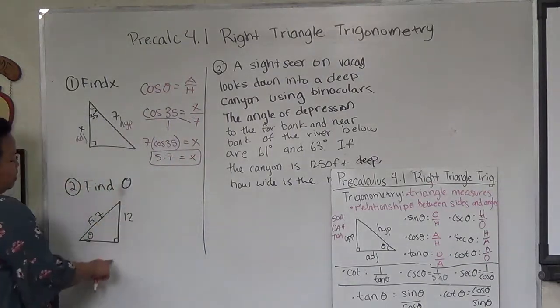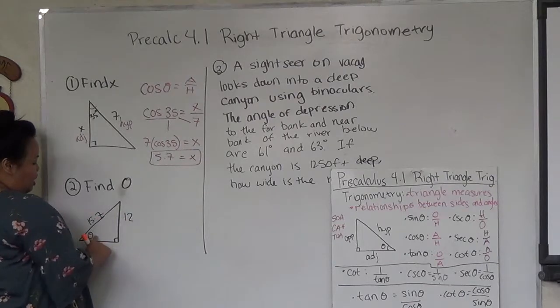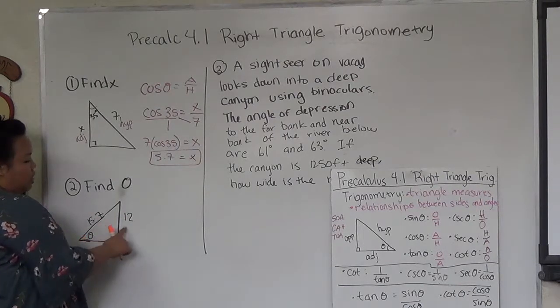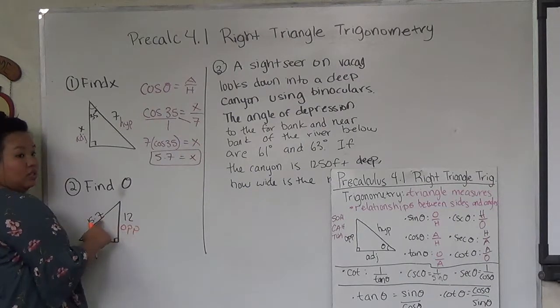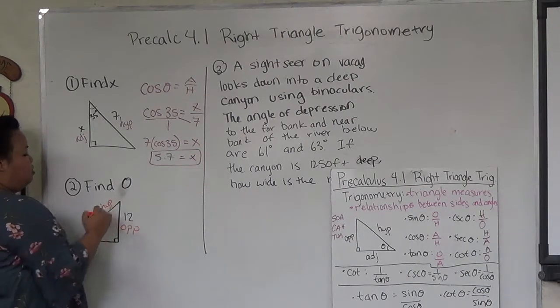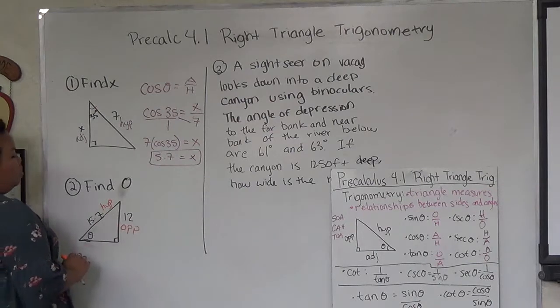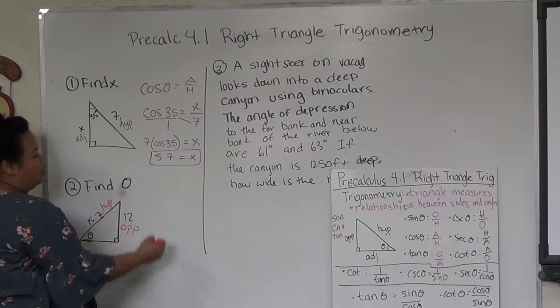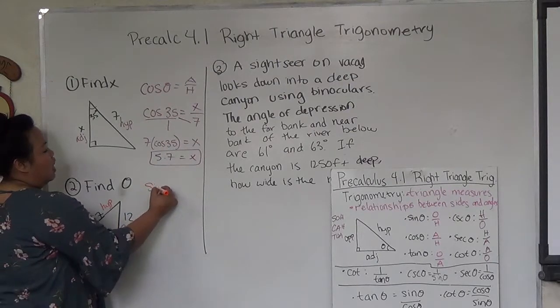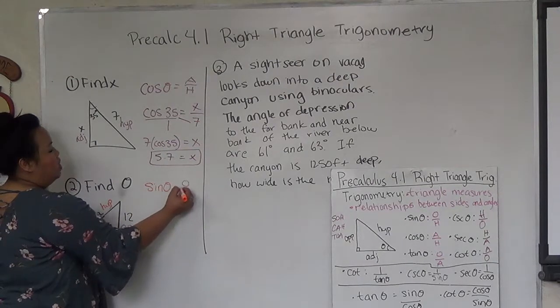So this one I have to do the same thing. My theta is here, but according to this angle, what is this? The opposite. And what about this? Hypotenuse. Right? Opposite, hypotenuse. So I have to figure out which ratio deals with opposite and hypotenuse. Which would that be? Sine theta equals opposite over hypotenuse.